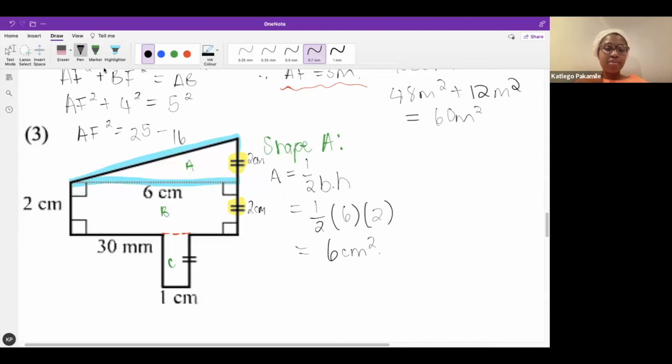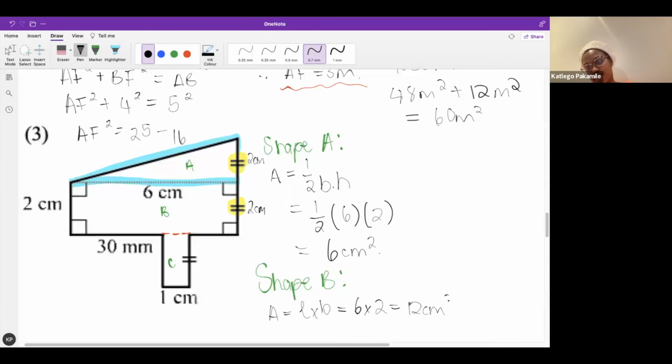Do you want to do shape B with me, Nipo? Ma'am, I can do the whole thing. Let's do the whole thing. I'm going to write shape B, and then you tell me what to write. For the area of shape B, it's just length times base, so it's basically 6 times 2.